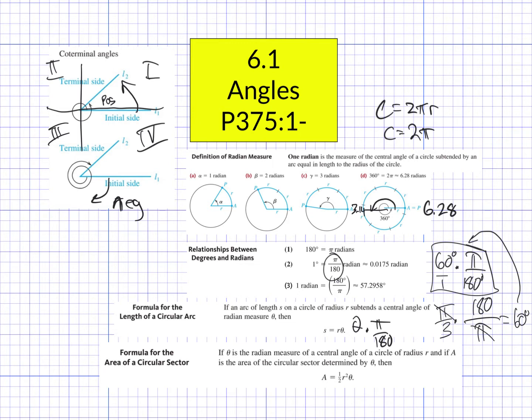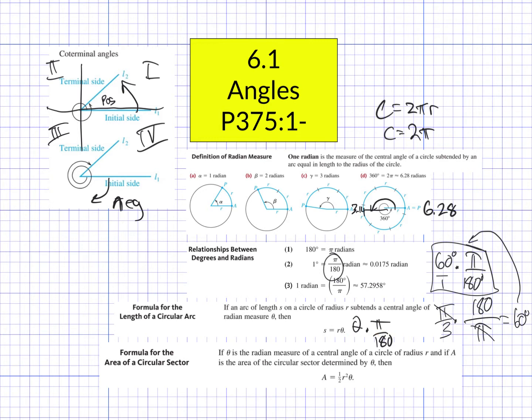We have the area of a circle sector. I'm sorry, let's go back here. The circular arc. Notice it says the length of the arc has to be in radian measurement. If they give you theta in terms of pi, you don't have to multiply by pi over 180. But usually they're giving you theta in terms of a degree. So you have to change it to radian measurement.